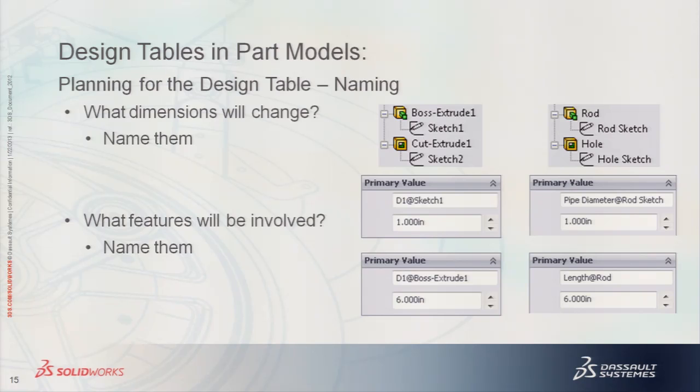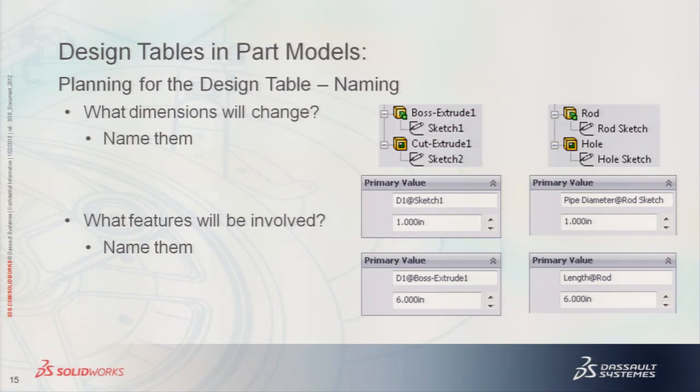Yeah. So another part of planning for the design table is talking about naming. Whenever we create a part or a feature, you know how it goes. First extrude you create, Boss-Extrude1. First sketch you create, Sketch1. The first dimension that goes into that sketch, D1@Sketch1. All of this is nondescript. You put 100 different features with 100 different dimensions on there. How do you know what's what at that point in time?